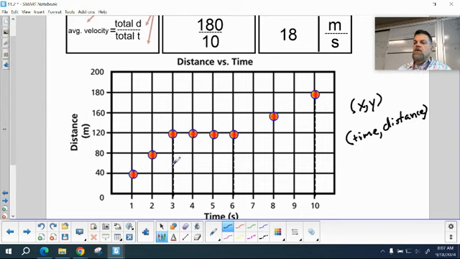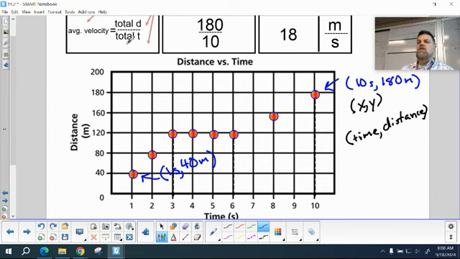Okay. So this position right here, we'll do blue. This one right here is basically at 1 second, and it has gone 40 meters. That's what that means. At 1 second, this object has traveled 40 meters. And then way up here, at 10 seconds, the object has traveled 180 meters.